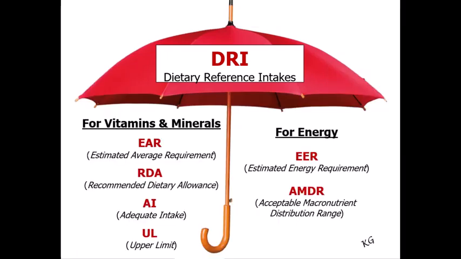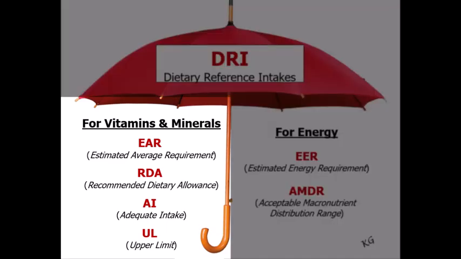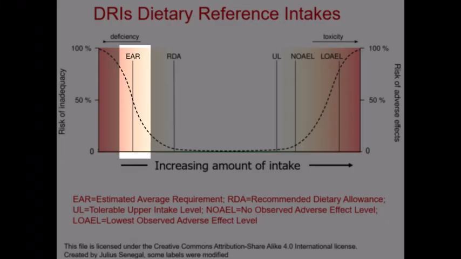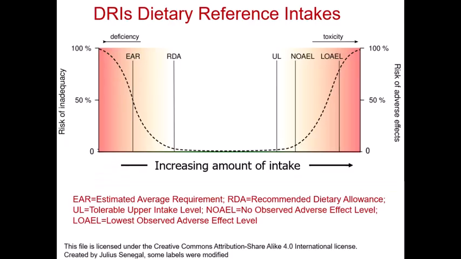I suggest at this point you may want to start a list of abbreviations and their definitions. For vitamins and minerals, the values included in the DRI are the EAR, RDA, AI, and UL. You see what I mean about those abbreviations? The estimated average requirement, or EAR, is determined by reviewing scientific studies, and the EAR represents the quantity of a vitamin or mineral to meet the nutritional needs of half of the healthy population.